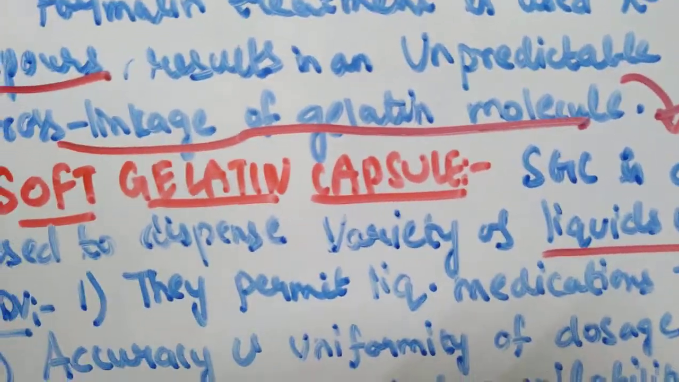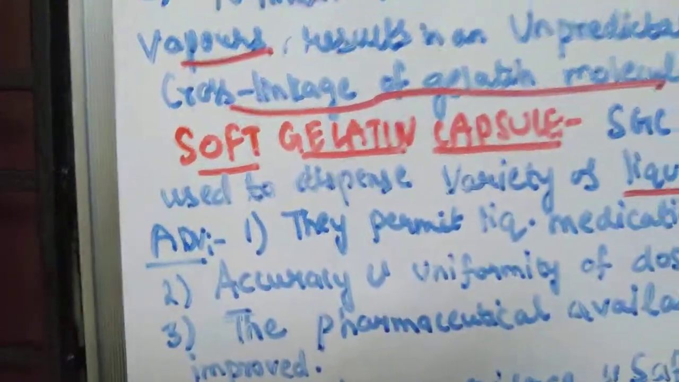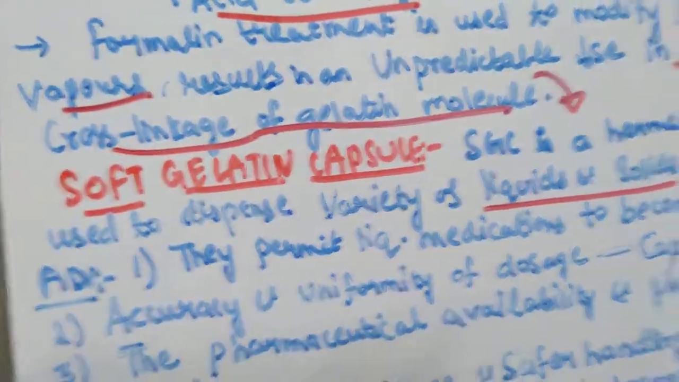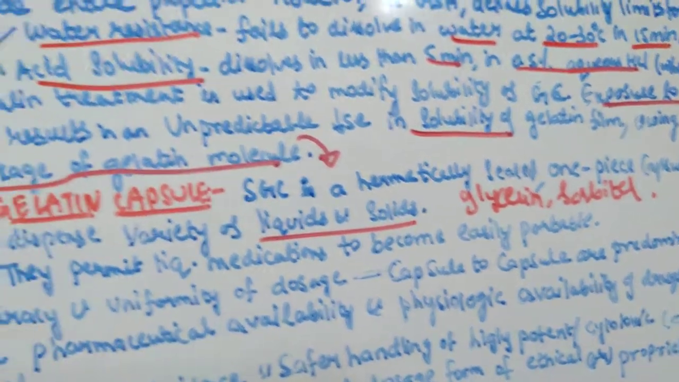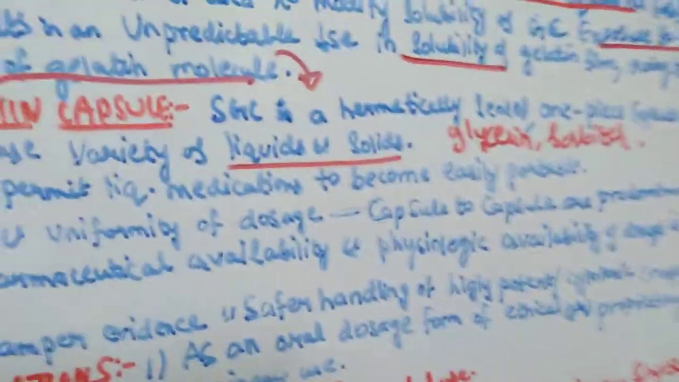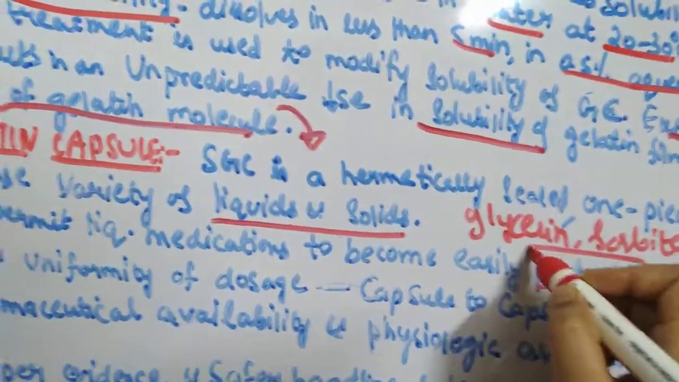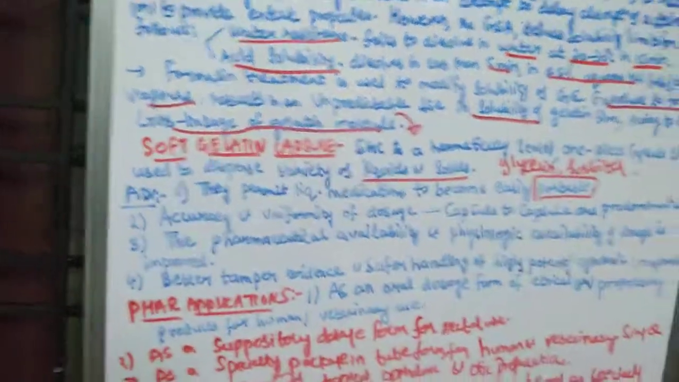When they contain liquid as the dosage form, what are the advantages? We will discuss. First, they permit liquid medications to become easily portable. Because they are sealed and contain the liquid dosage form inside, you can carry them anywhere in your handbag to any place. So they are very easily portable.